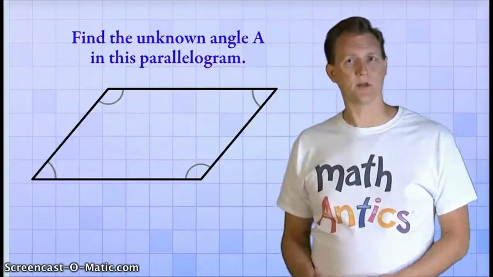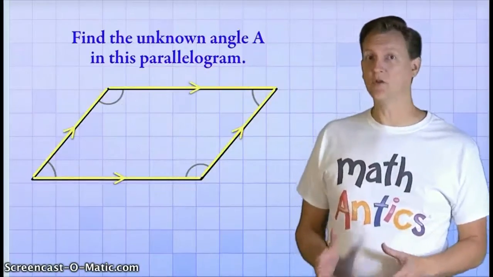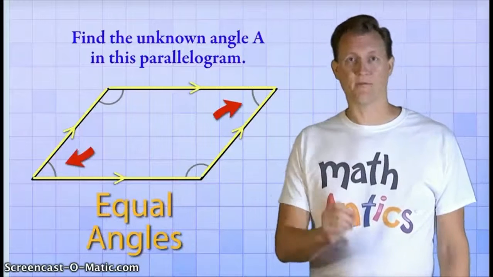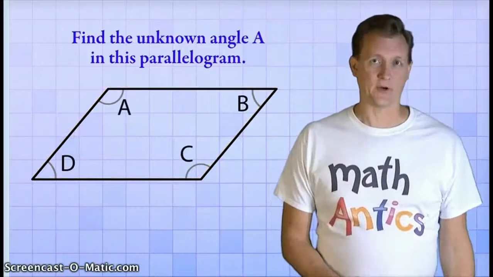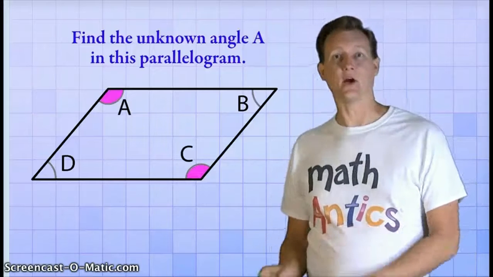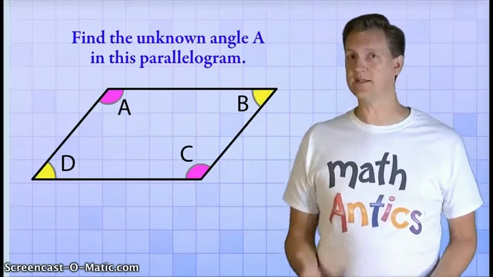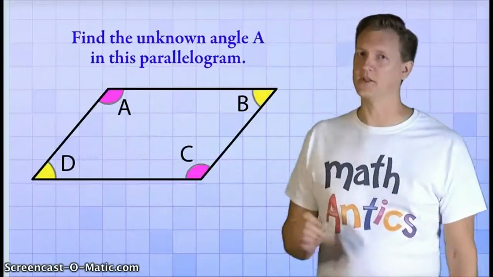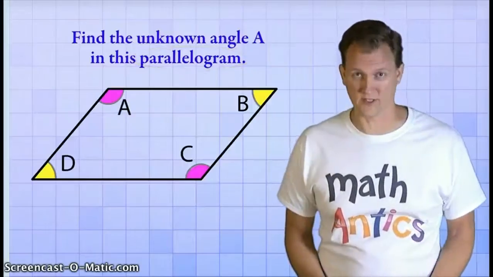Because parallelograms are always made from pairs of parallel sides, that means they also form pairs of equal angles. It's the opposite angles that form these pairs. For example, in this parallelogram, the angles A and C are equal because they're on opposite corners, and the angles B and D are equal because they're on opposite corners. Now remember, this is only true for parallelograms. This won't work for things like trapezoids.